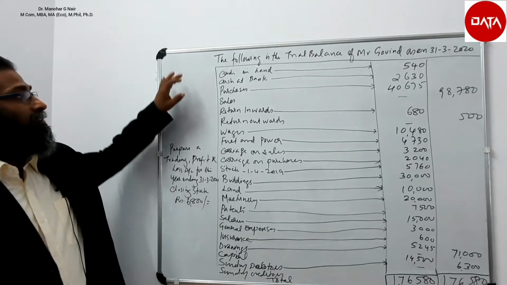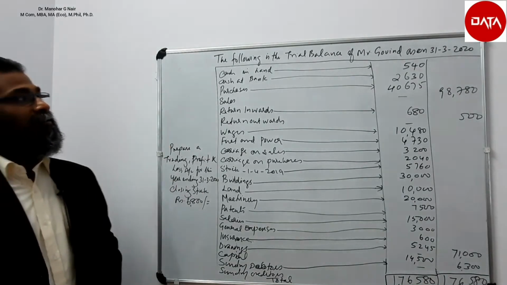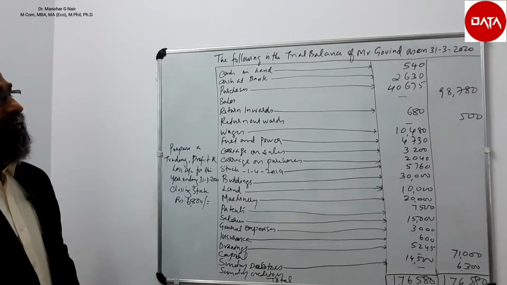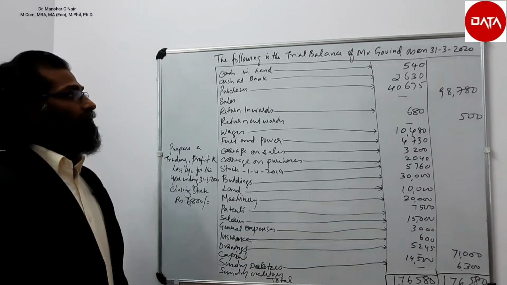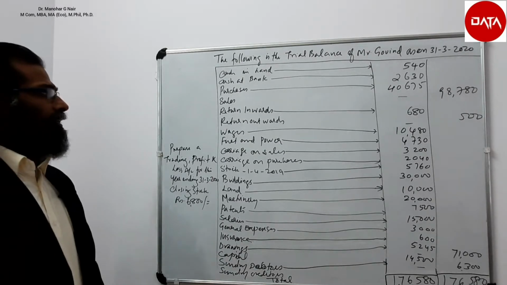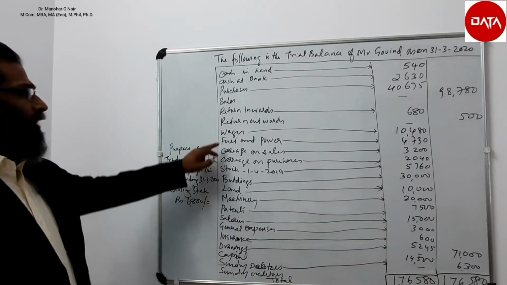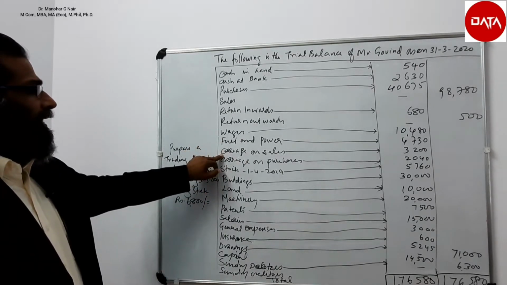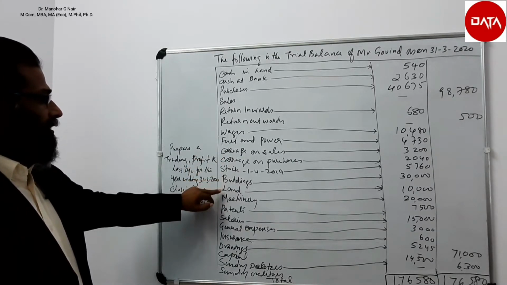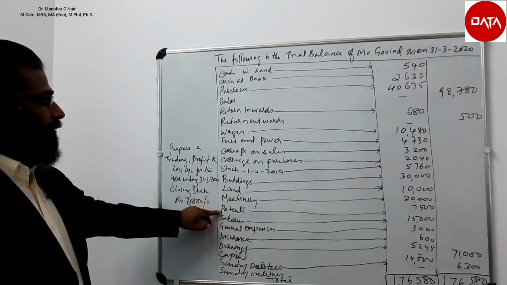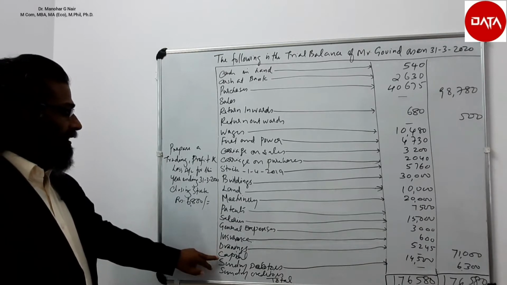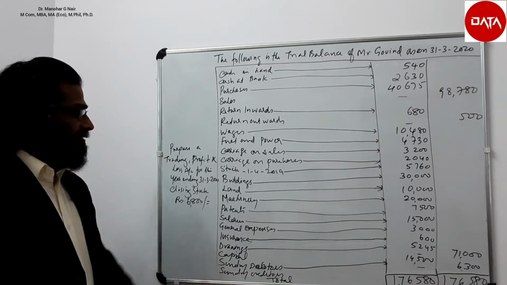Please look at the trial balance. The following is the trial balance of Mr. Govind as on 31st March 2020. Cash in hand 540, cash at bank 2,630, purchases, sales, return inwards, return outwards, wages, fuel and power, carriage on sales, carriage on purchases, stock, buildings, land, machinery, patent, salaries, general expenses, insurance, drawings, capital, sundry debtors and sundry creditors.